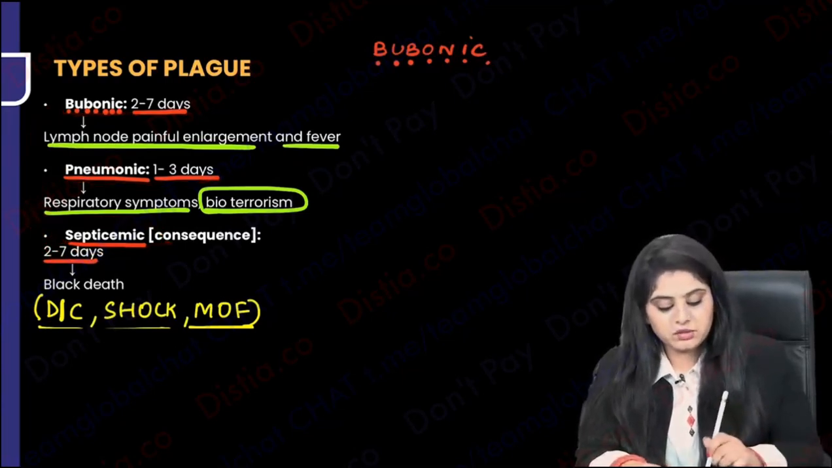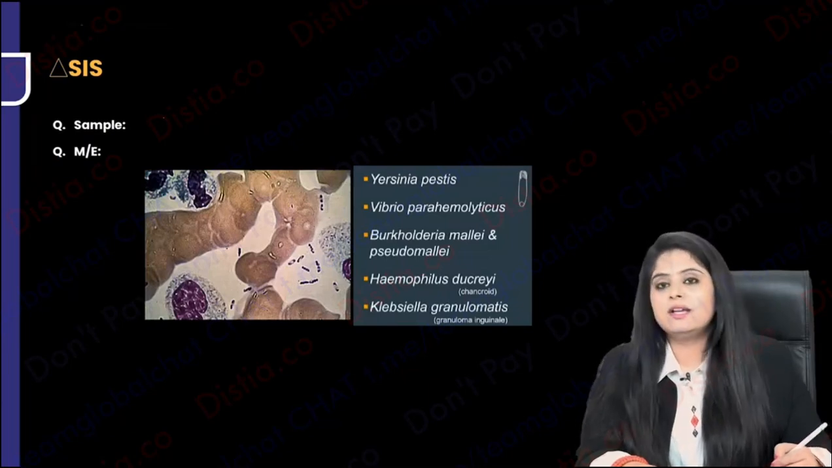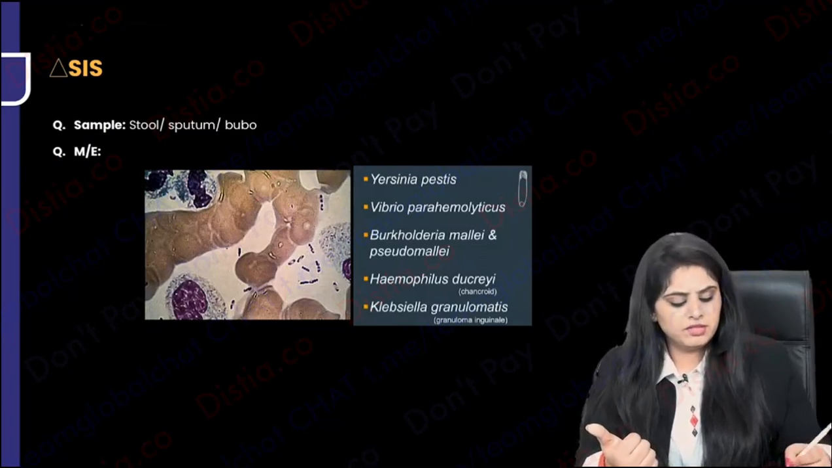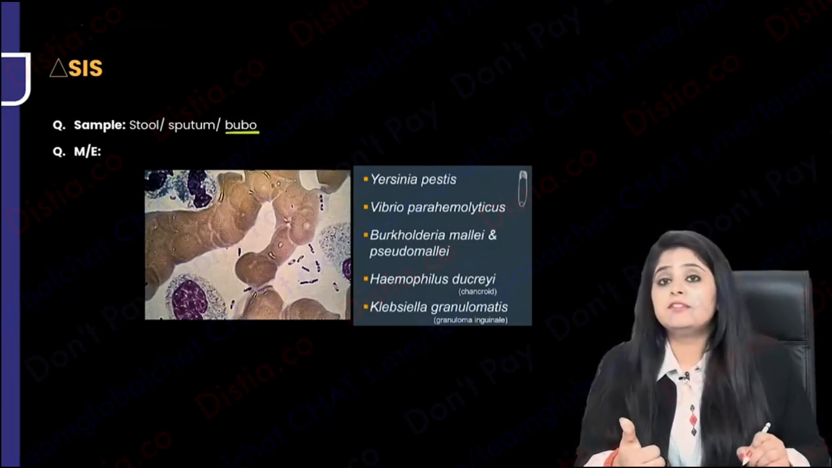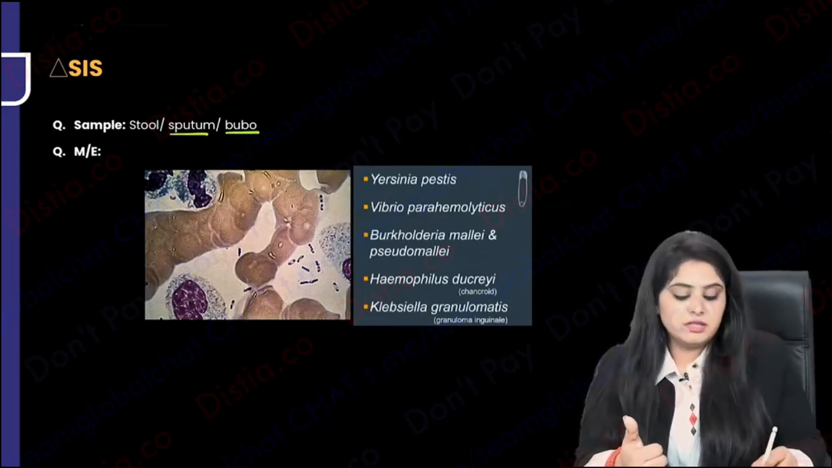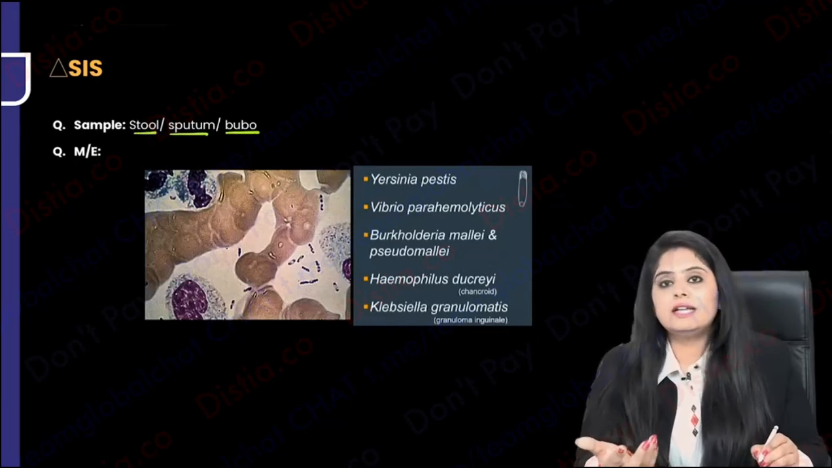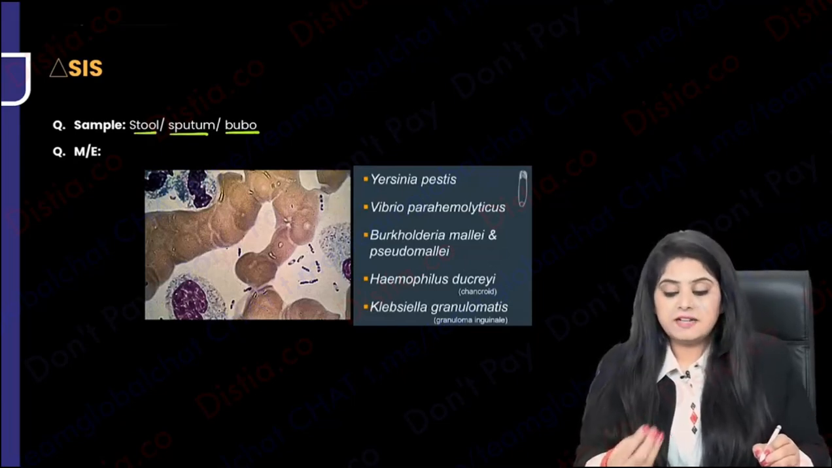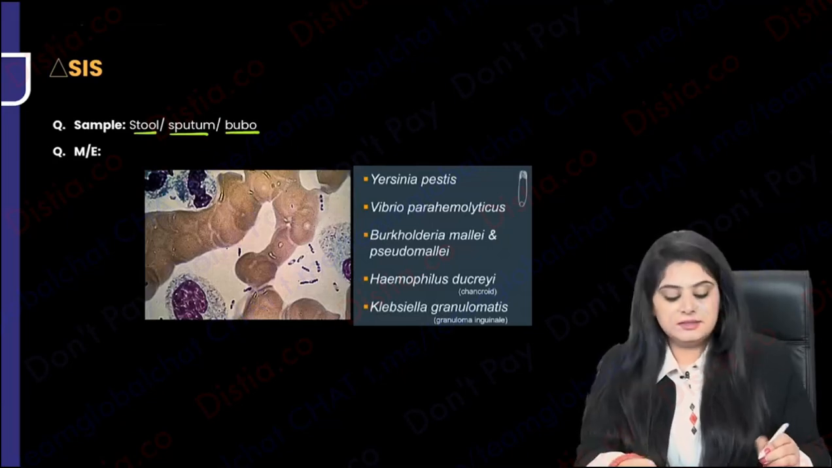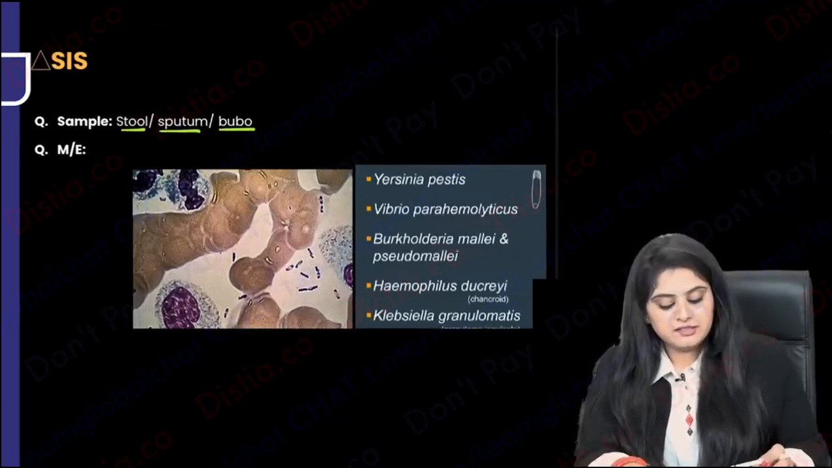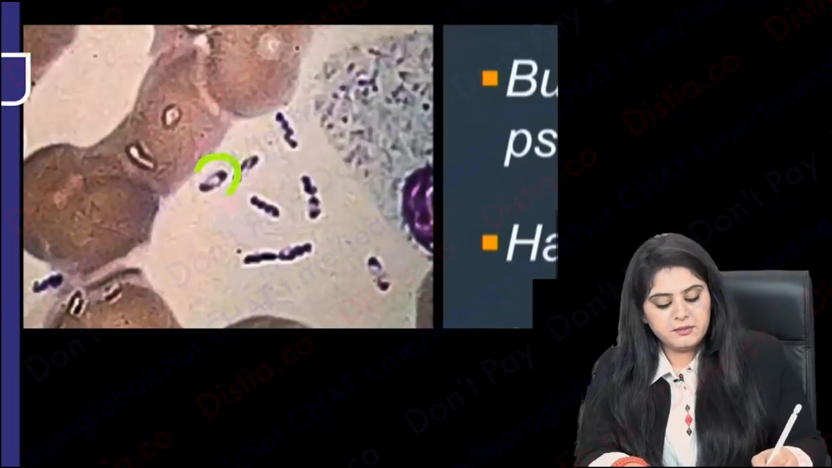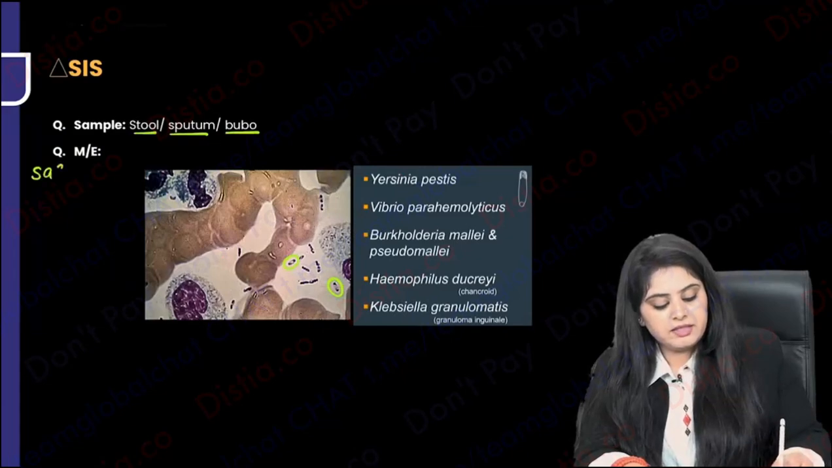So how do you do the diagnosis? Firstly, what sample will you take? It depends. If it is a bubonic plague, you will take a sample from the buboes, the bubo sample. If it is a respiratory symptom, then you will take sputum. If it is some other multi-organ involvement, you will take it as per that. So you will take the final sample depending on the site. And what does it show you? Once again, it shows you the famous safety pin appearance. Yes, microscopically, you see the safety pin appearance.